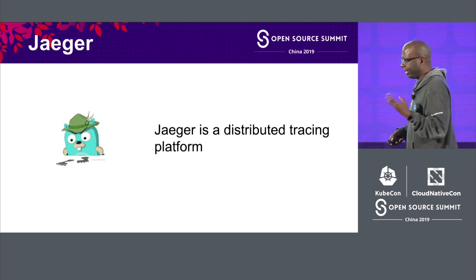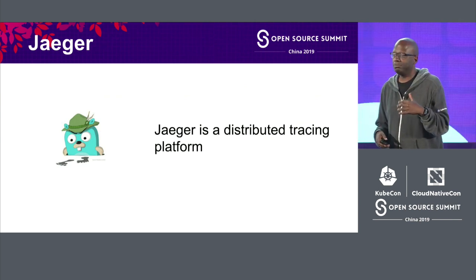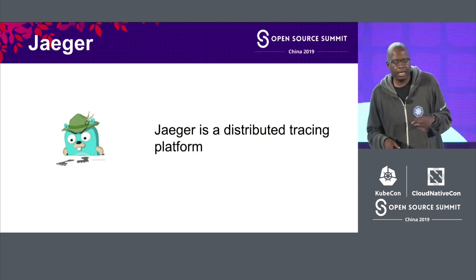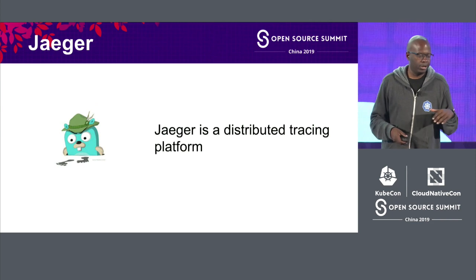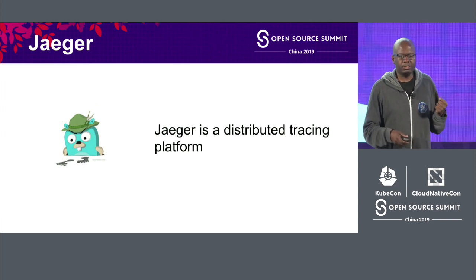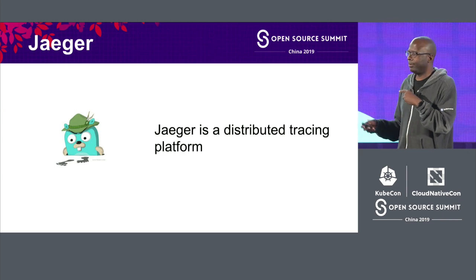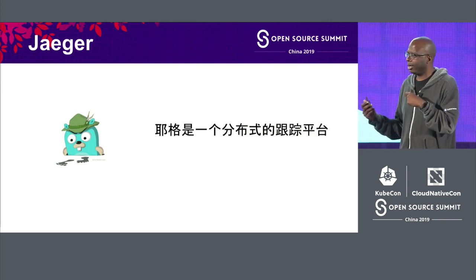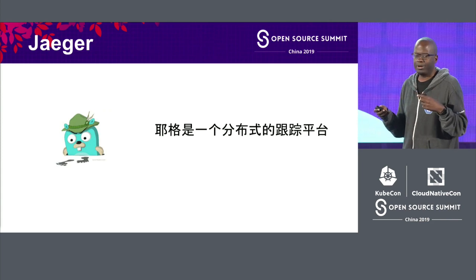So, like I said, I wanted to talk about Chinese projects, and I wanted to talk about my favorite projects. And one of my favorite projects in the CNCF right now is Jaeger. And what Jaeger is, it's the distributed tracing platform. One of the lightning talks from Tencent, I believe, was talking about tracing and testing in production.